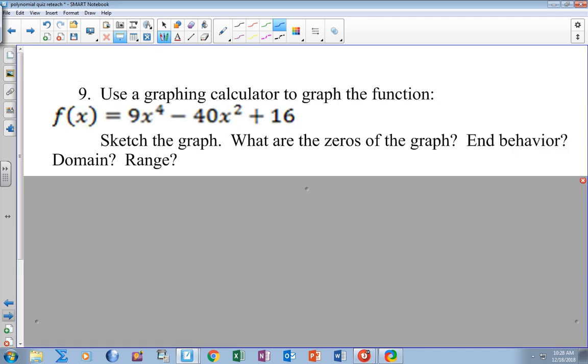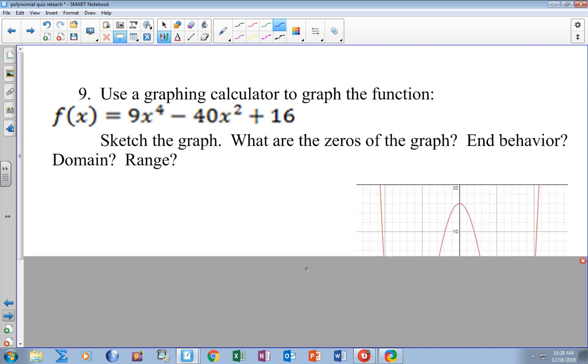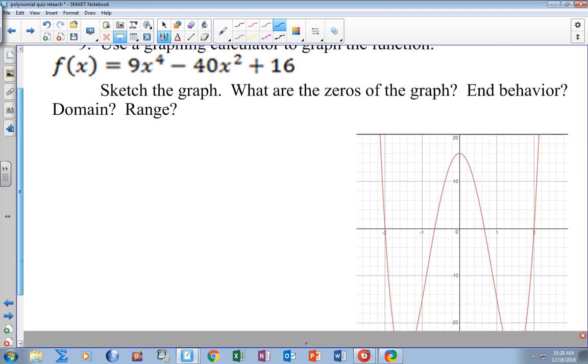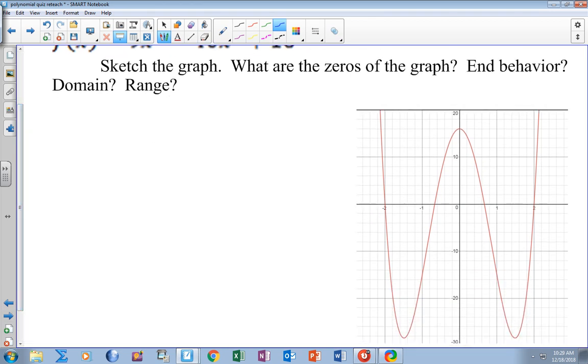All right, so then this one, it says using a graphing calculator to graph the function, it wants us to sketch the graph. So once you get that picture on your screen, you can sketch it. And then find the zeros of the graph and the end behavior and the domain and the range. All right, so here we go. So you put it in your calculator and you get a sketch. I put it in the calculator already and sketched it out. So you transfer the sketch onto your paper.